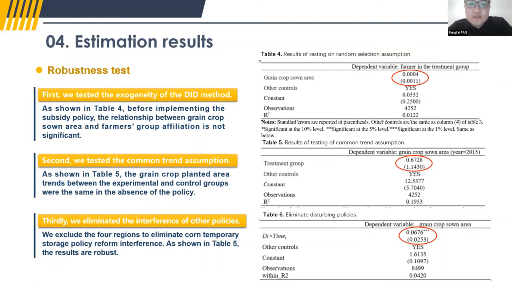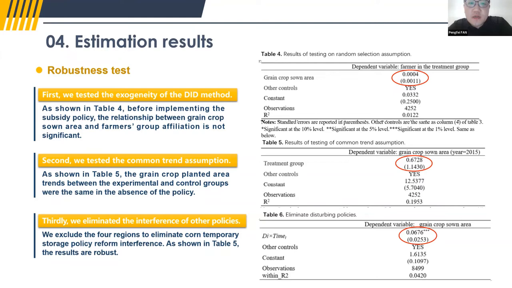And secondly, we test the common trend. Due to lack of data, we can't use historical data to examine the common trend, but referring to other papers, we use the farmers' grain crop soil area in 2015 as the explained variable, and whether the farmer belongs to the treatment group in 2017 as the experimental variable. As shown in table five, the grain crop planted area between the experimental and the control group was similar in the absence of the policy.